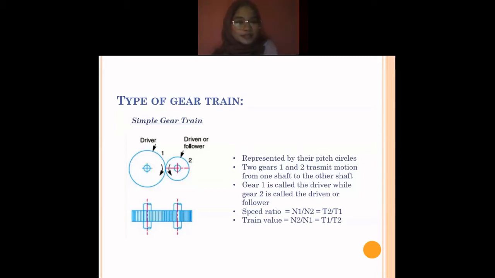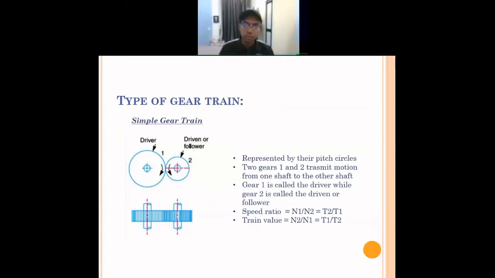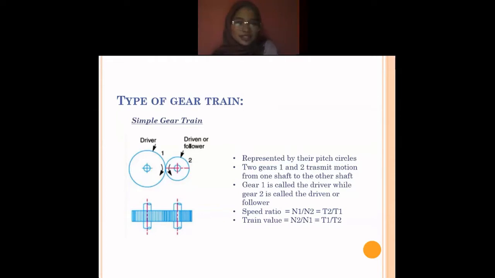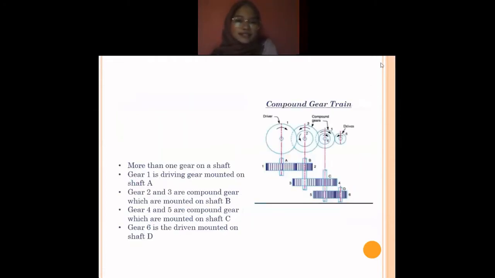Firstly, simple gear train, represented by two circles, with gear 1 and 2 transmitting motion from one shaft to the other shaft. Gear 1 is called the driver, while gear 2 is called the driven or follower. Speed ratio is N1 over N2 equal to T2 over T1, while train value N2 over N1 equal to T1 over T2.